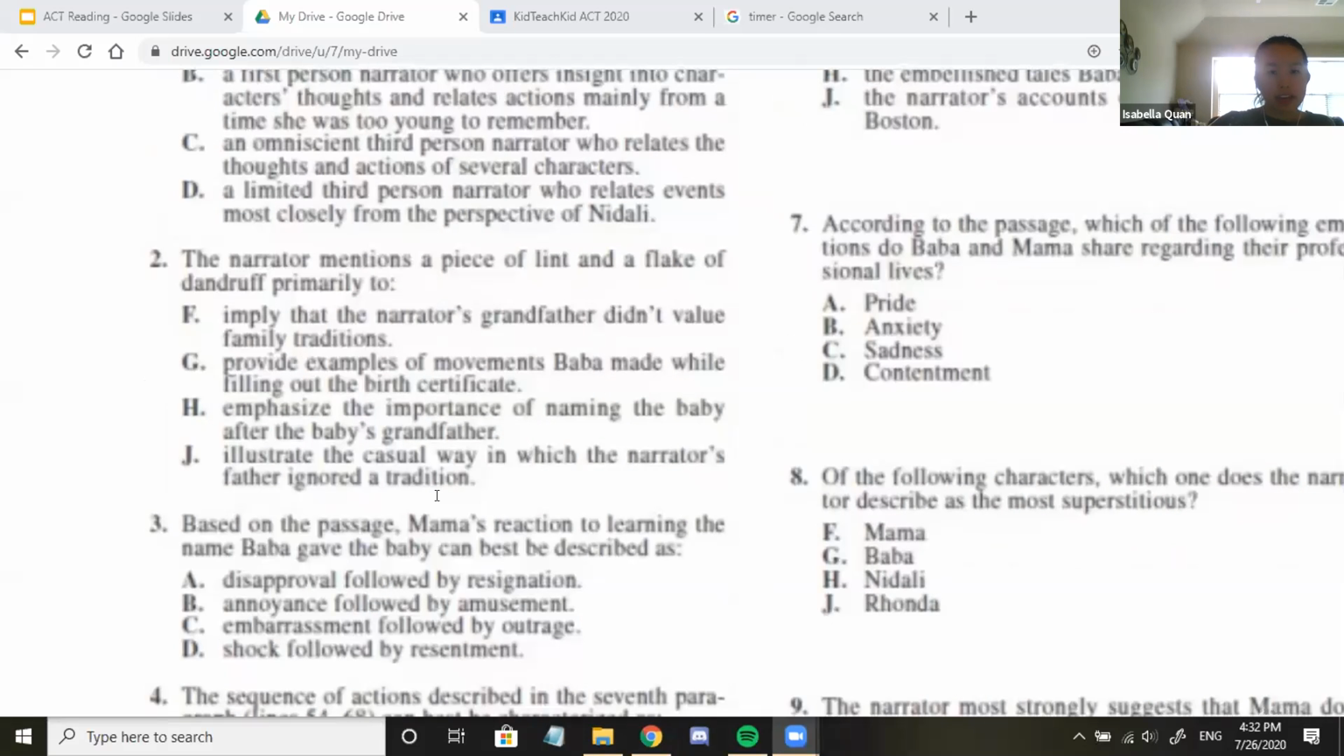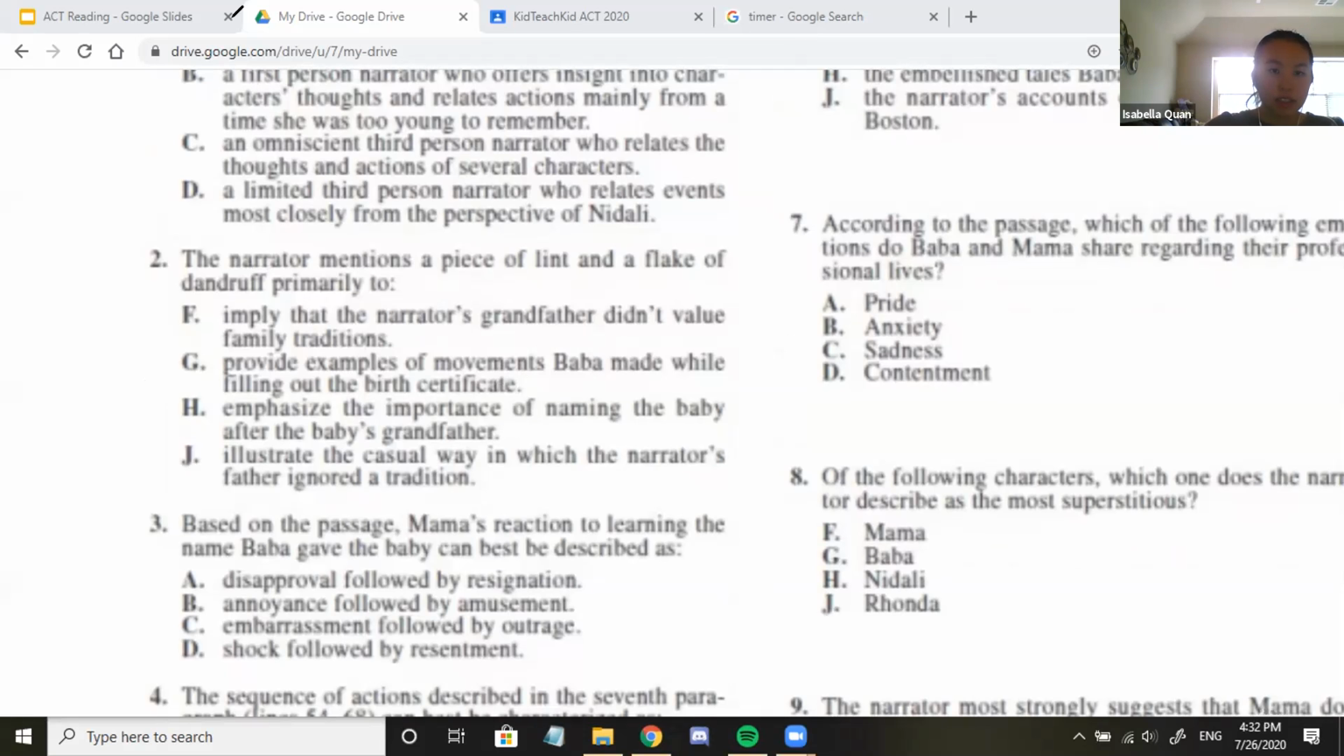It's definitely not going to be A. The grandfather was definitely not happy about it, and B and H are not very relevant to this actual act. It's going to be J. He just does not care about it. He throws it away like a piece of lint. He just ignores this tradition of naming.